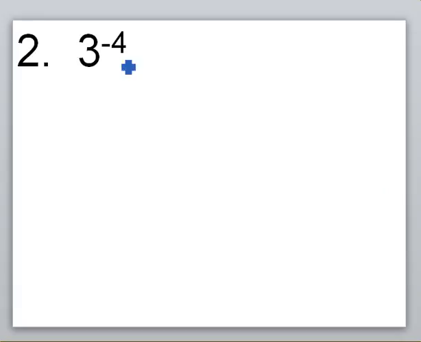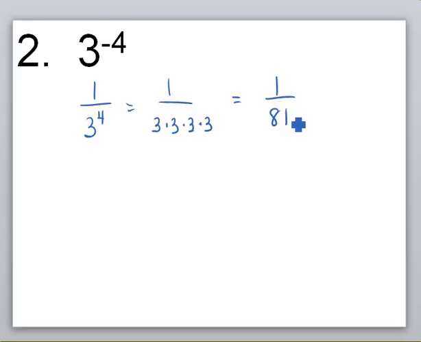The second one. This guy is not happy. So I move him to the bottom of the fraction. And I now simplify 3 times 3 times 3 times 3. That is 81. So I have 1 over 81 as my answer. The next problem.